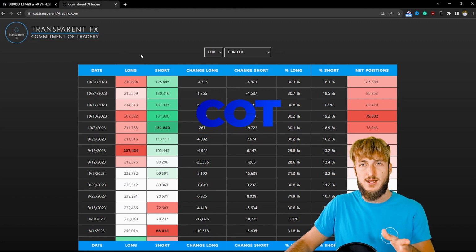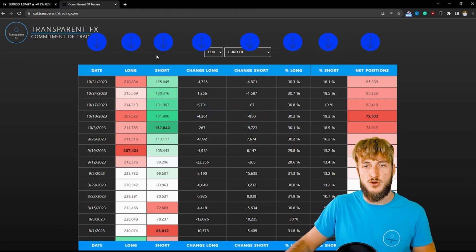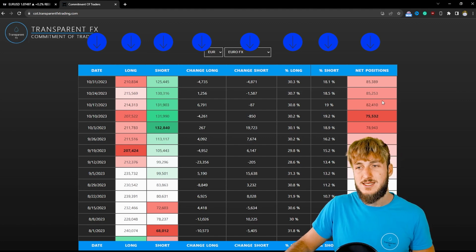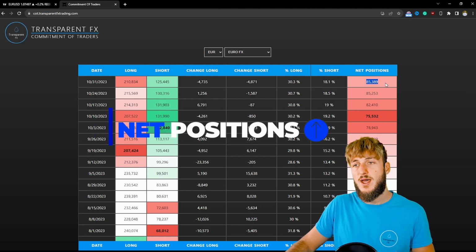Now, if we go and see what we have when it comes to the commitment of traders, so the COT data, which is what the non-commercials, so the biggest speculators in the market are doing, and we check the data precisely for the euro, what we can see is that with the last reports, net positions have been increased. We went, in fact, from having 75.3k net positions up to having 85.3k net positions.